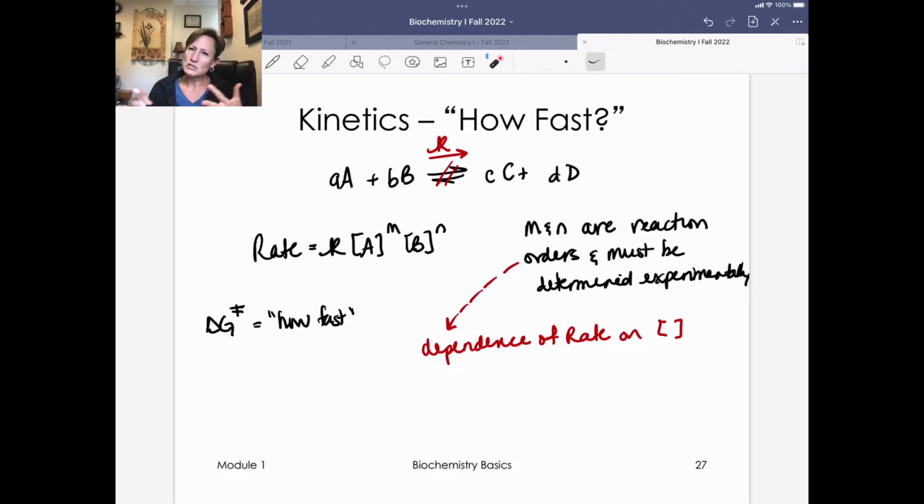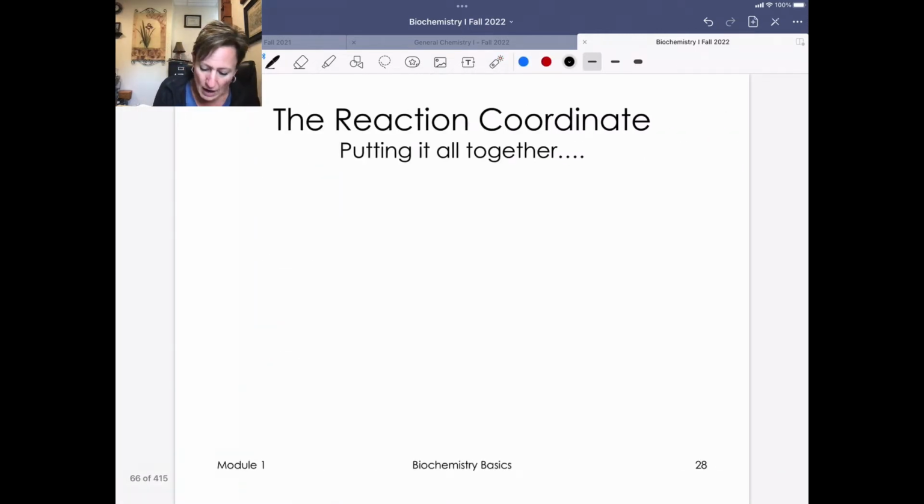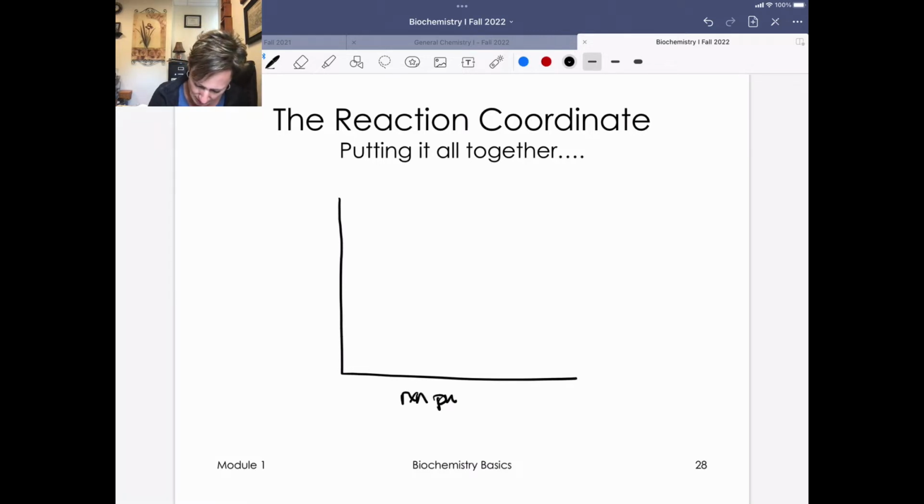Okay, so what we're going to do now is put these together as we think about how these two pieces talk to one another in a depiction of a process that we call a reaction coordinate or a reaction energy diagram. All right, so how do we draw a reaction coordinate? Well, it basically has axes, and we're going to label these axes as reaction progress and then energy. And we're specifically going to be thinking about free energy for this process.